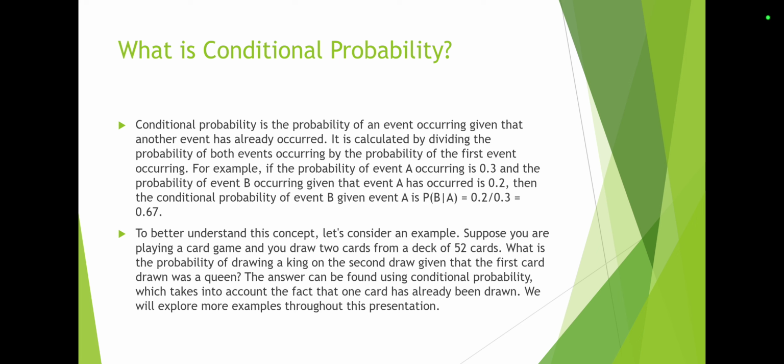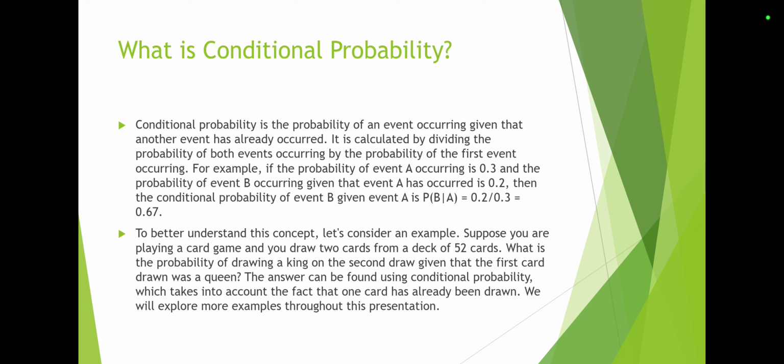Now let us know what is conditional probability. Conditional probability is the probability of an event occurring given that another event has already occurred. It is calculated by dividing the probability of both events occurring by the probability of the first event occurring.